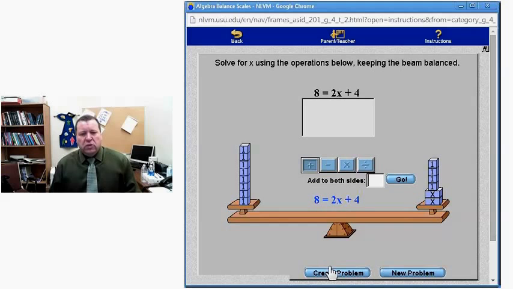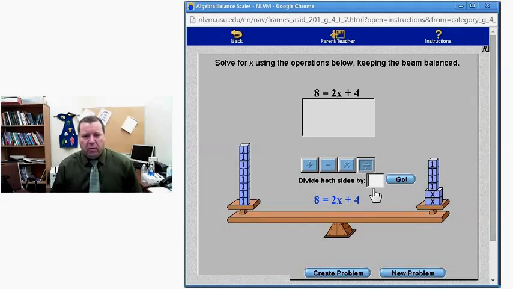Now, our goal still is to get x all by itself. There's a couple ways we could do it. Before, we isolated what was being added or subtracted. We could divide both sides by 2 first to get rid of the 2 in front of the x. That would be mathematically correct. So we can press go. And then our equation simplifies to 4 is equal to x plus 2.